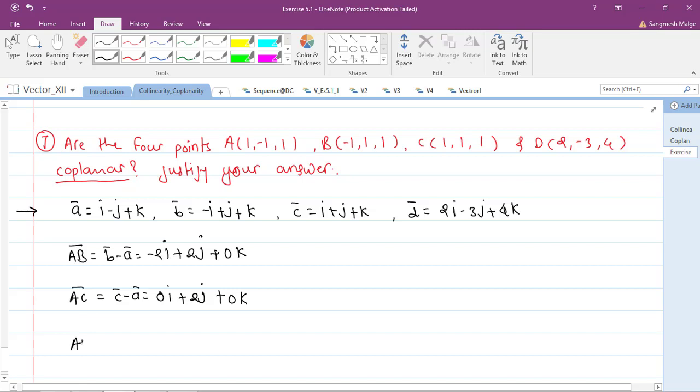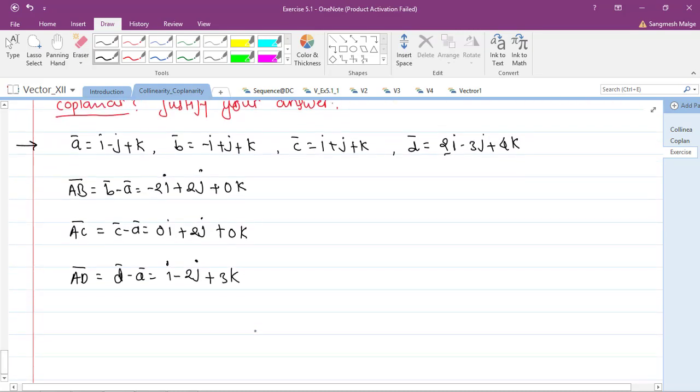And find out the AD bar. AB bar, AC bar and AD bar. AD bar is D bar minus A bar. So 2i minus i becomes i. Then we have minus 3j minus j, which is minus 4j... Then 4 minus 1 is plus 3k. So these are the three vectors we have now.